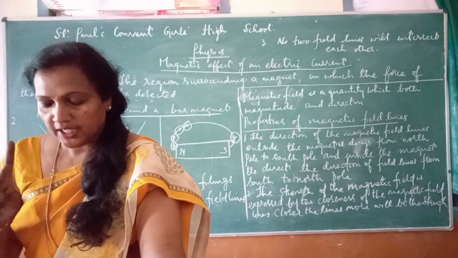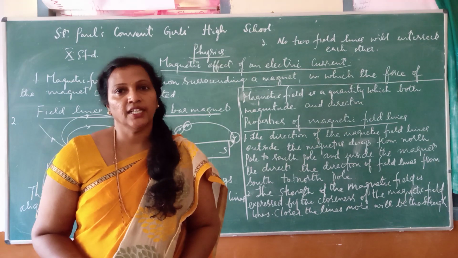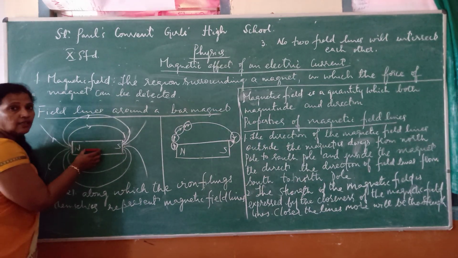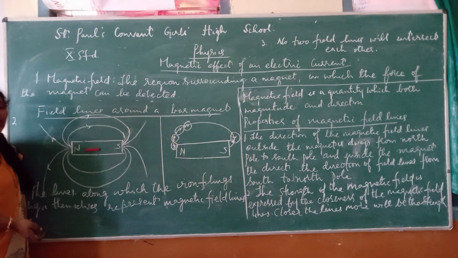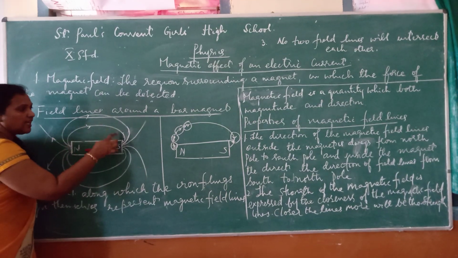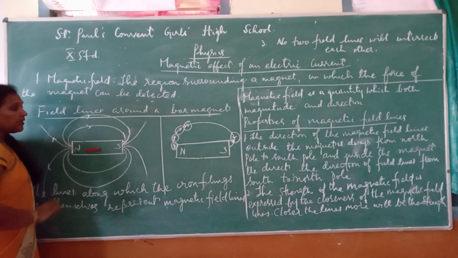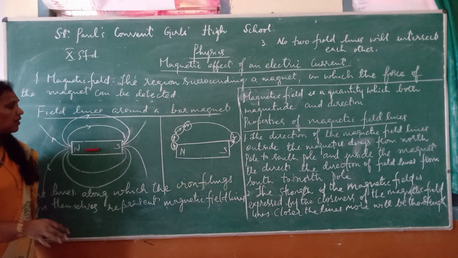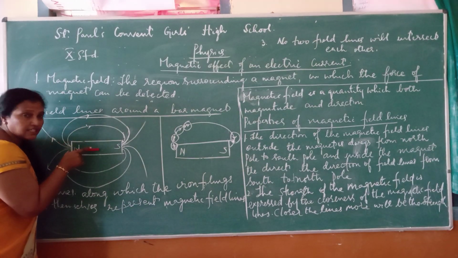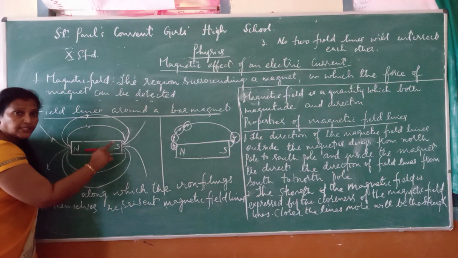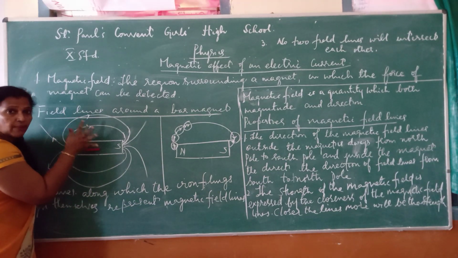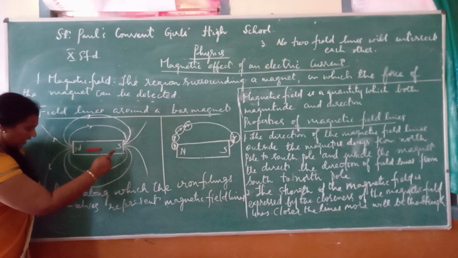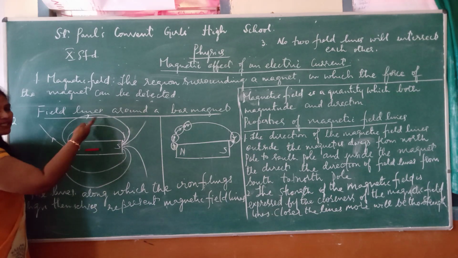In your textbook, there are two activities regarding the magnetic field. One is you have to take a sheet of paper. Then you have to keep the bar magnet. You have to sprinkle the iron filings. Iron filings will arrange themselves in this pattern. Why will the iron filings align themselves in this pattern? This is because iron filings will be experiencing the force. The region surrounding the magnet in which the force of the magnet can be detected is called magnetic field. The lines along which the iron filings align themselves are called magnetic field lines.